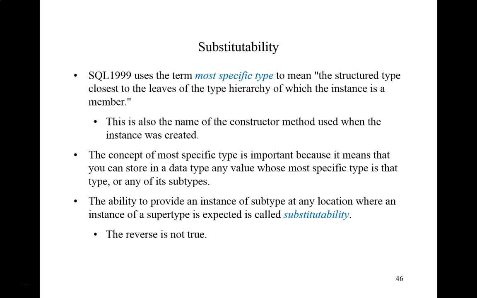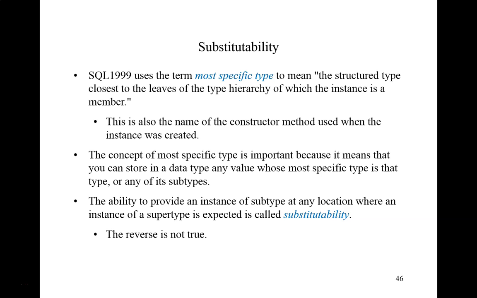The ANSI SQL 1999 standard uses the term most specific type to mean the structured type closest to the leaves of the type hierarchy of which the instance is a member. This is also the name of the constructor method used when the instance was created. The concept of most specific type is important because it means that you can store in a data type any value whose most specific type is that type or any of its subtypes.